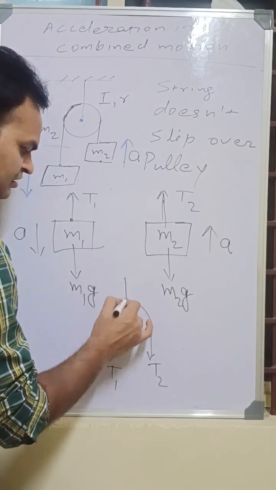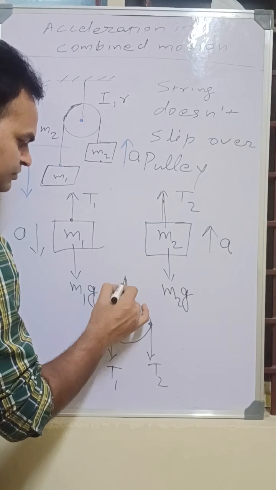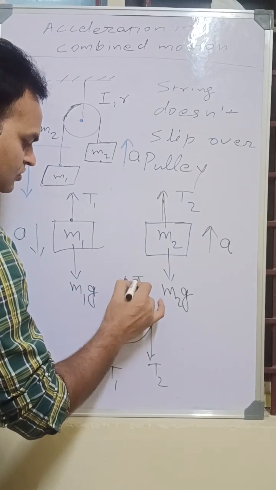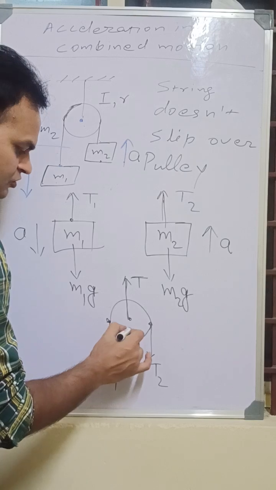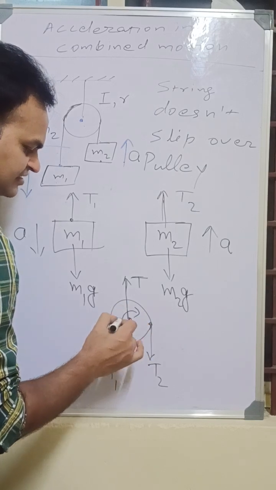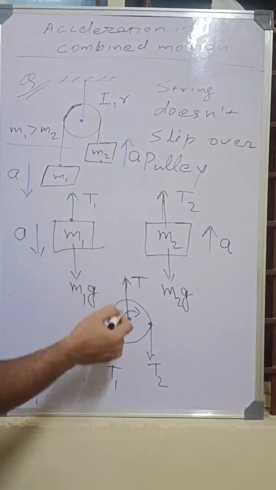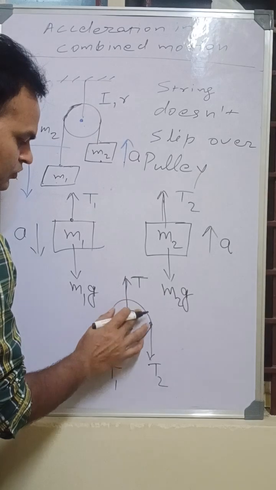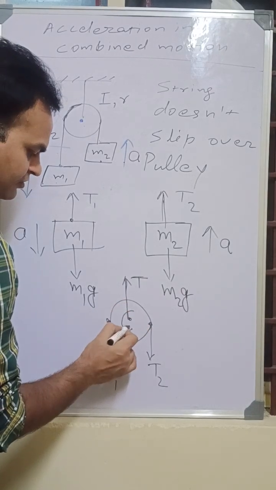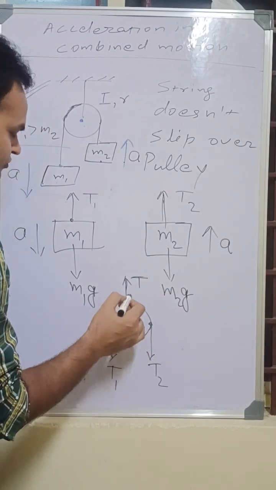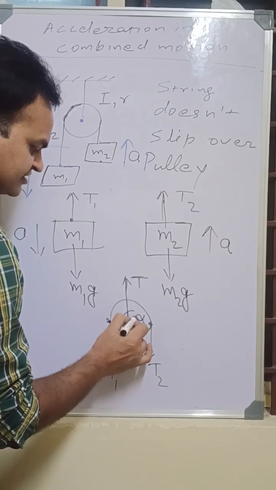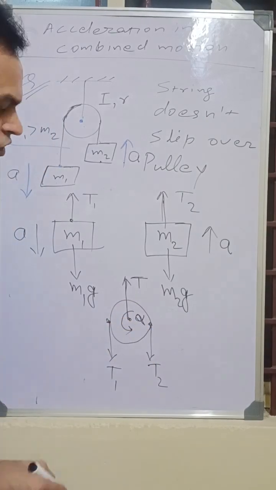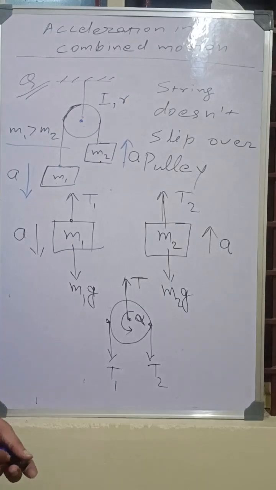And here it is clamped, so suppose any tension T will act on the pulley. Now this pulley is rotating, so as the masses M1 and M2 accelerate, the pulley will also have acceleration, and that will be angular acceleration alpha. Now analyze the situation. What will happen here?